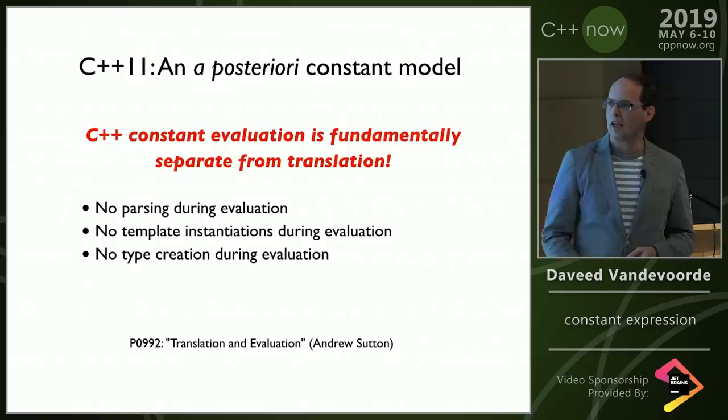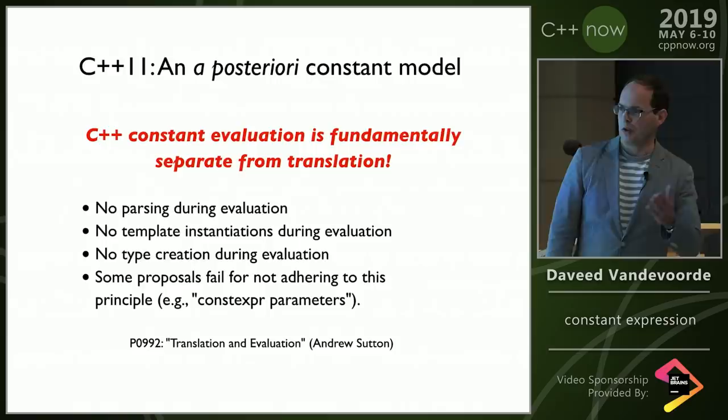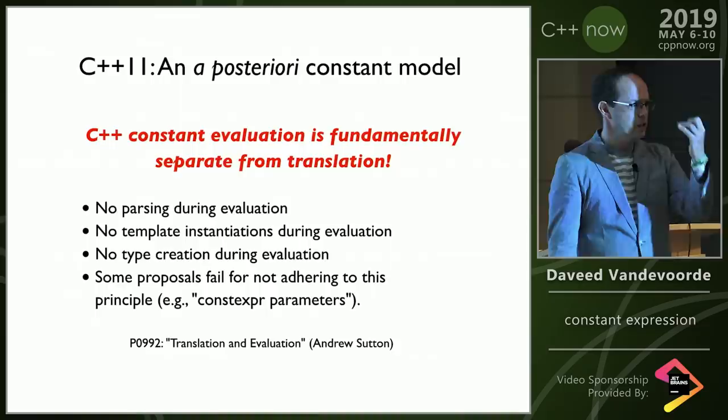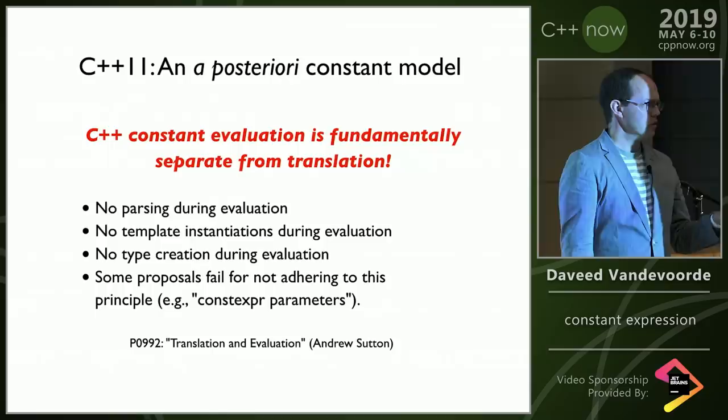An example of something that has been proposed a few times now to the committee is constexpr parameters. People would like to annotate a parameter as constexpr and say, well, if I call that, I promise I'll call it with a constant, but now I should be able to use it as a constant expression in my function. The problem is that now the things inside your function have to be instantiated, and we can't do that while we do constant evaluation.